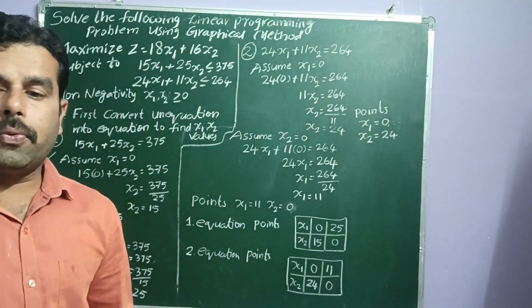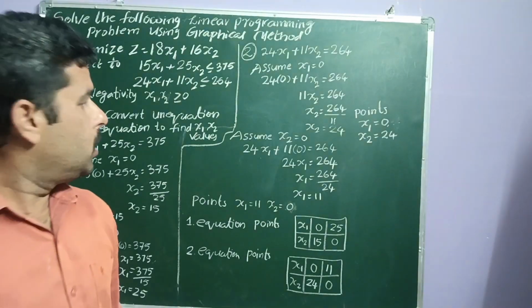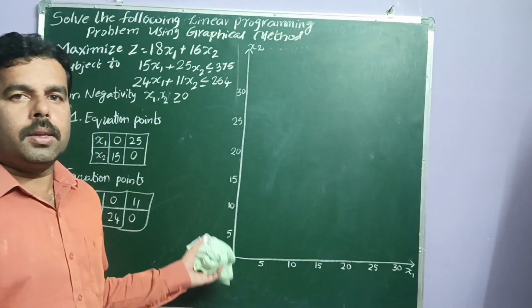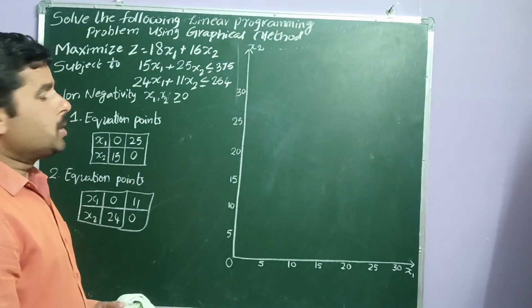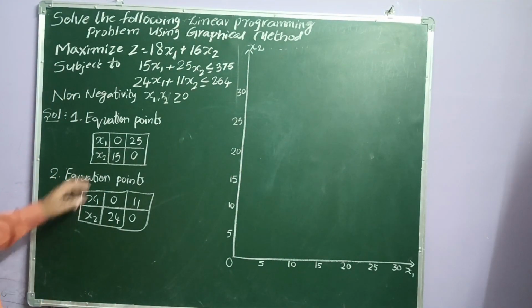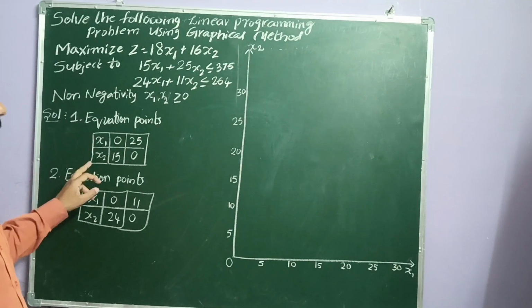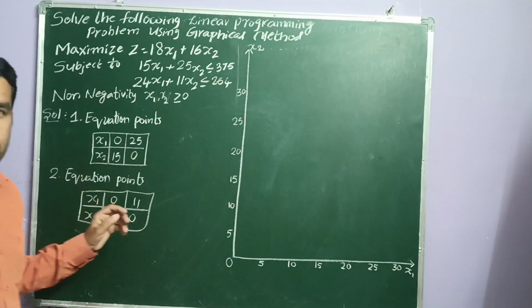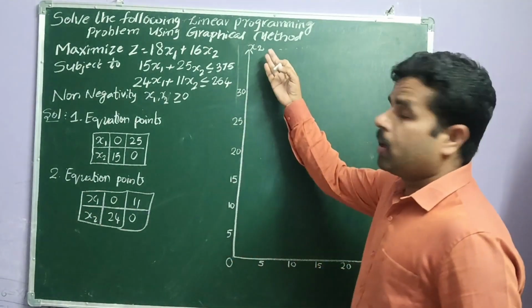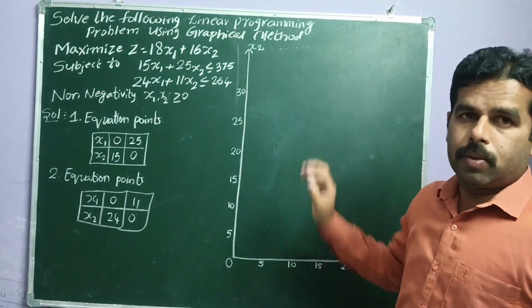So listen carefully, observe carefully. I am rubbing this board. Here is step number 2. In step number 2, what we have to do is this: first equation points and second equation points, which we have written here. The next step is to draw a graph.